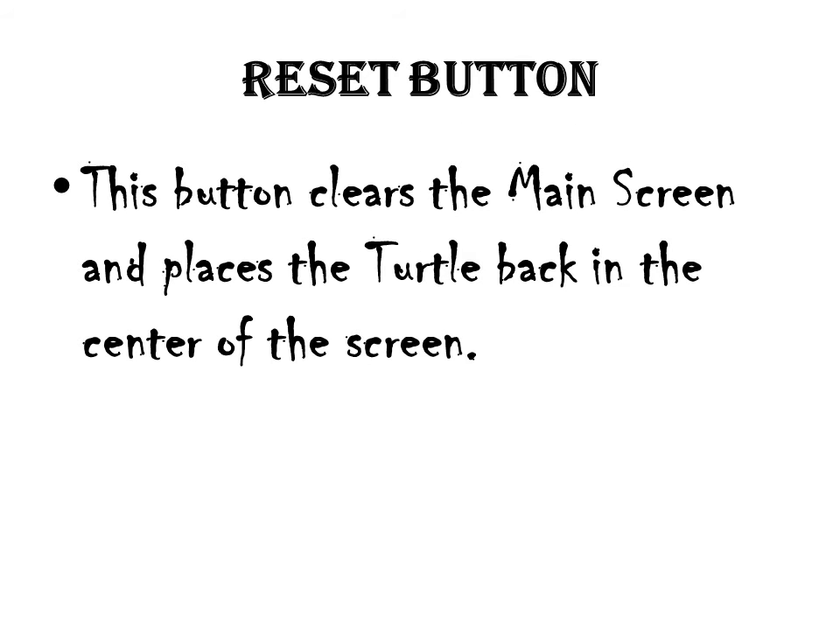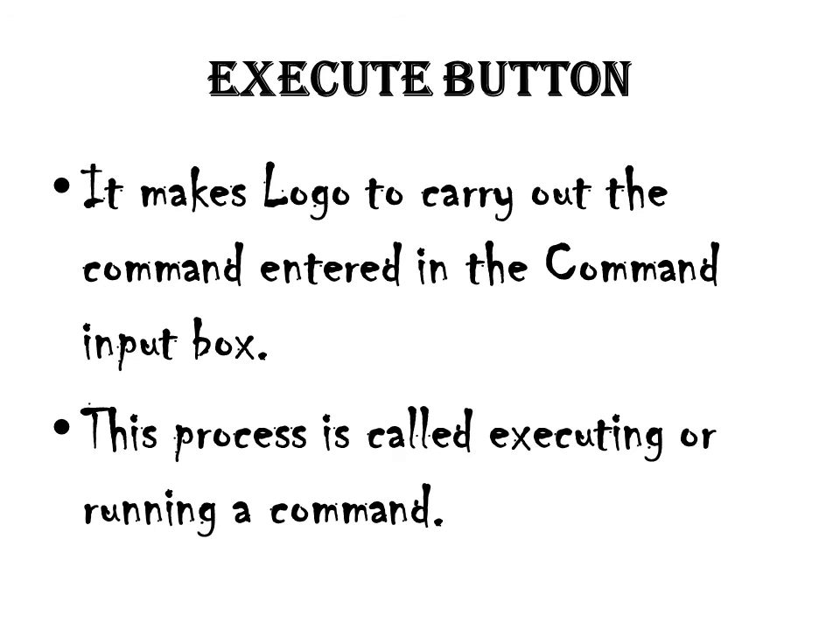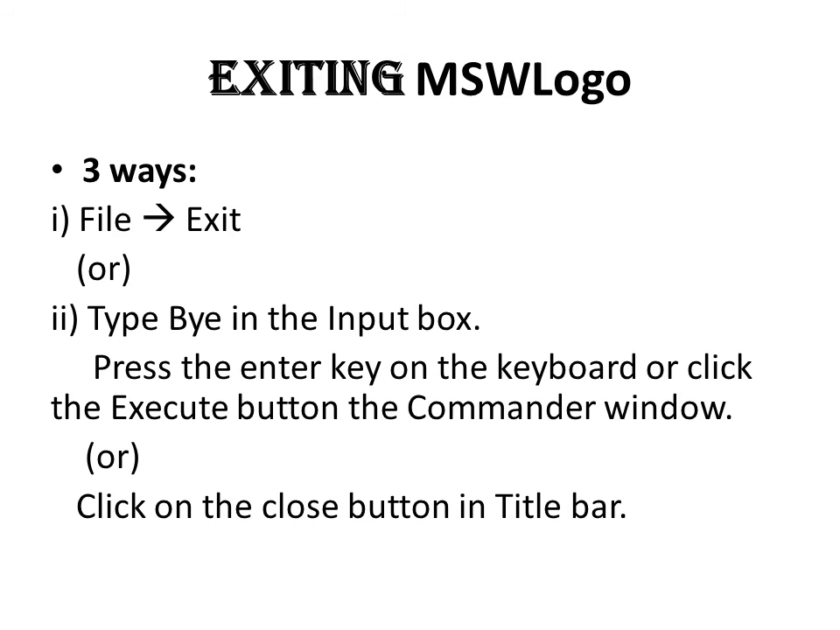Next is the reset button. This button clears the main screen and places the turtle back in the center of the screen. So turtle is the triangle which is used to work out the commands given. So when we click on the reset button, it will clear everything and move to its home position. Next one is execute button, which is used to work out the commands given. So this process is called executing or running a command.